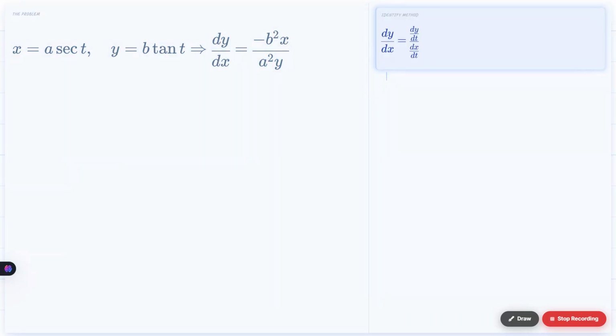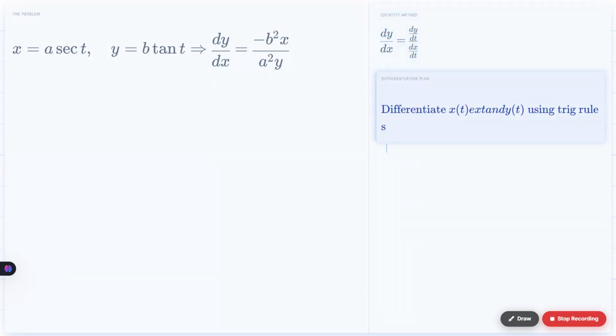We identify the formula for dy divided by dx as dy divided by dt divided by dx divided by dt. We do this to find the rate of change using the chain rule. This rule works when x and y both depend on t. We plan to find the derivative of x with respect to t and the derivative of y with respect to t. We do this to use our formula from before. We must use math rules for trigonometry to do this.